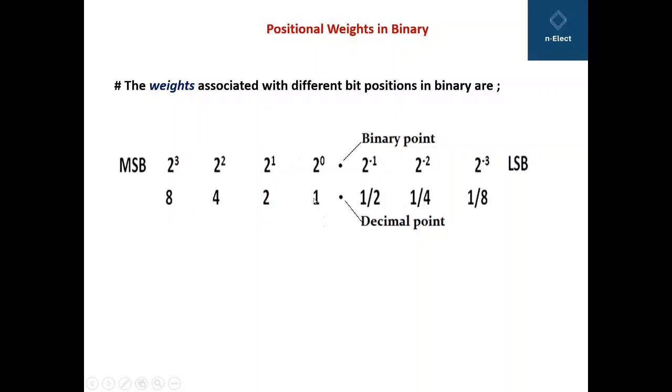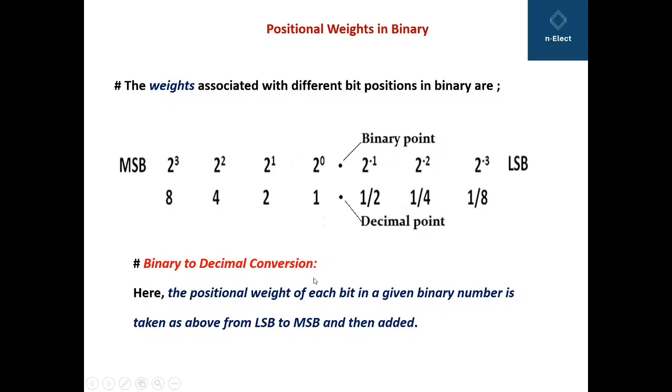And here 2 raised to power 0 is nothing but 1, 2 raised to power 1 is 2, 2 raised to power 2 is 4, 2 raised to power 3 is 8. These are the decimal equivalents you will get when you convert a binary number into decimal. And on this side 2 raised to power minus 1 stands for 1 by 2, that is 0.5, then 1 by 4, 1 by 8, likewise.